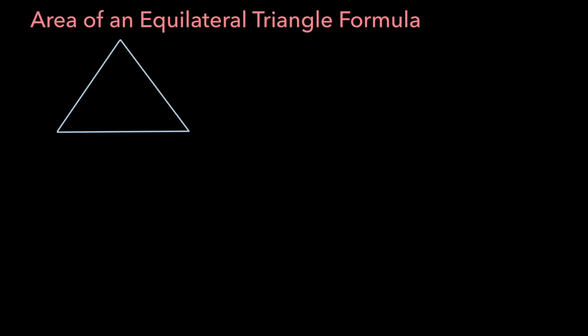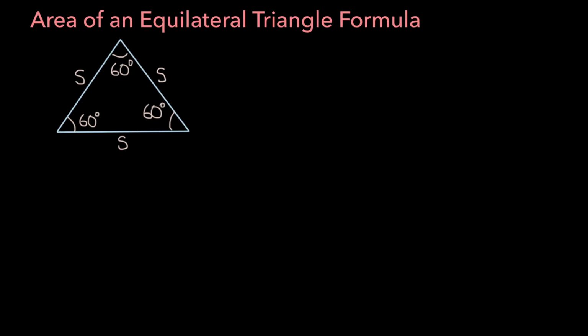In this video, we'll be deriving a general formula for the area of an equilateral triangle. An equilateral triangle is a special triangle in which all three side lengths are equal. We can call this side length for our triangle S. Because all three side lengths are equal, all three interior angles must be equal as well. The sum of the angles in a triangle is always 180 degrees, so each individual angle must be 60 degrees.